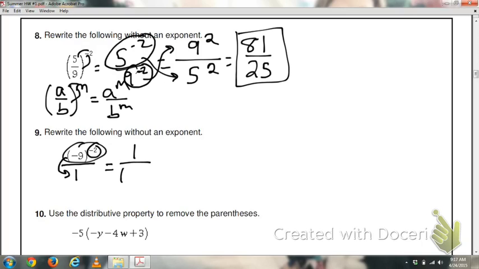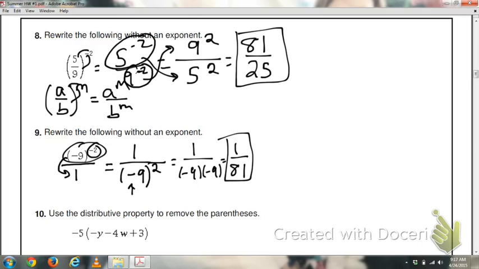And now, check this out carefully. I'm going to have -9 in parentheses to the +2 power. Notice how I didn't change the -9. That negative is still there. The only thing that changed sign was the exponent. So what this really means is I have 1 over -9 times -9, which you guys know would be +81. So my answer is 1 over +81.